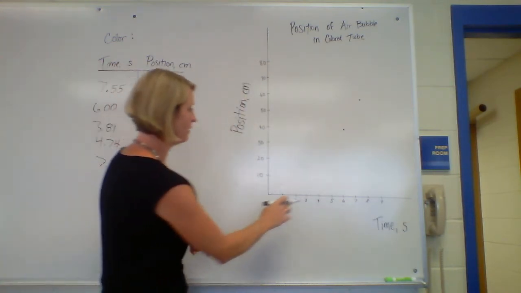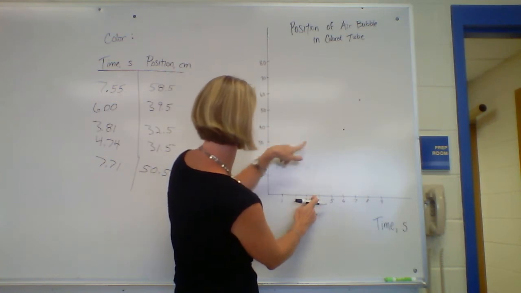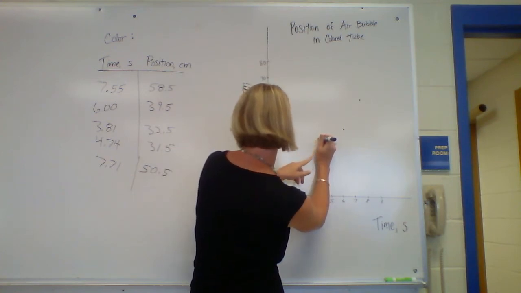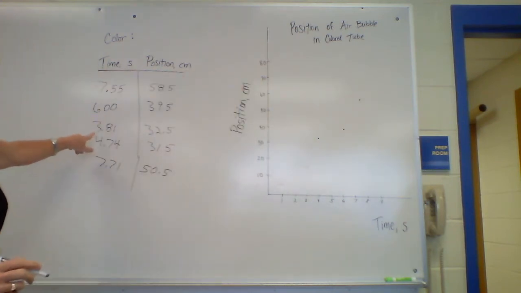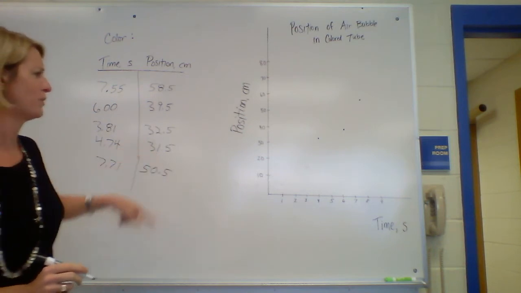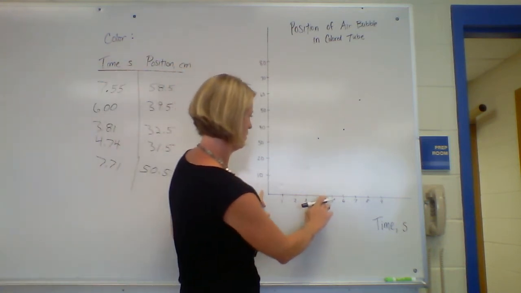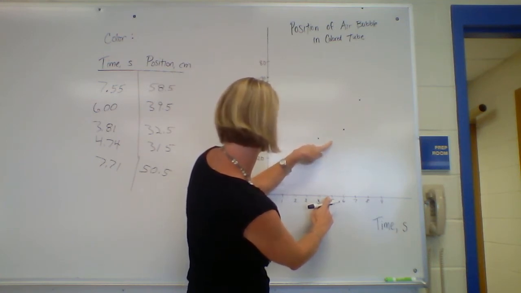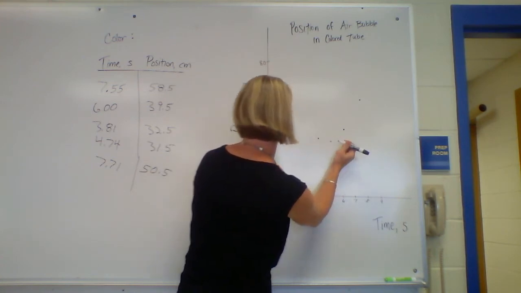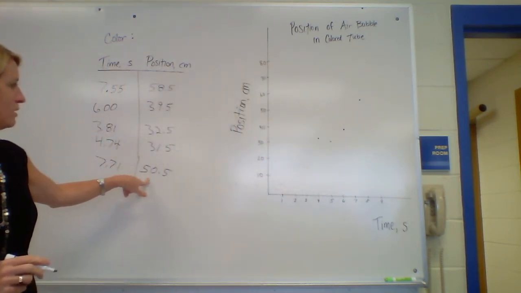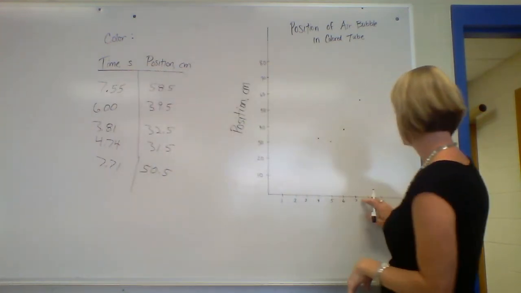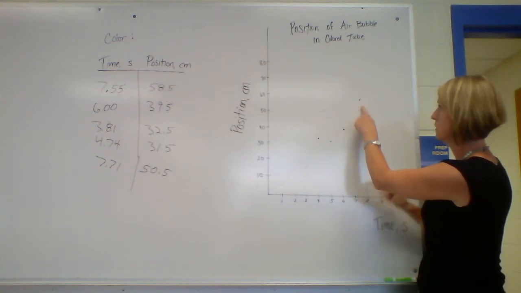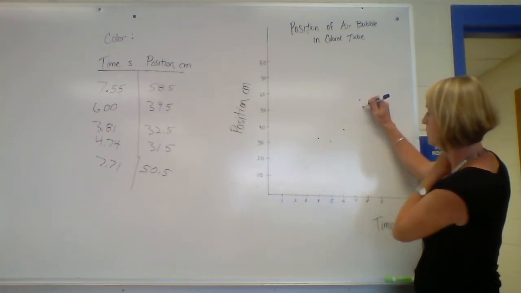3.8, 32.5. 3.8 would be here. 32.5 is going to be about there. 4.74 and 31.5 looks strange. 4.7, 31.5. Okay, about right there. And 7.7 and 50.5. 7.7 and just over 50. About there.